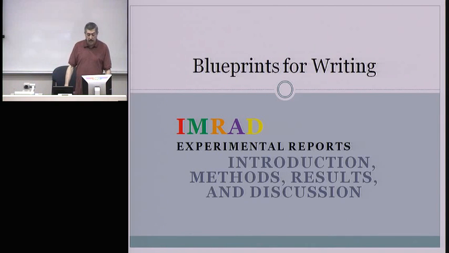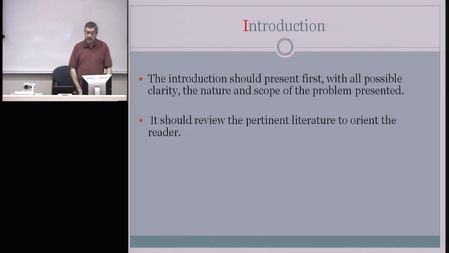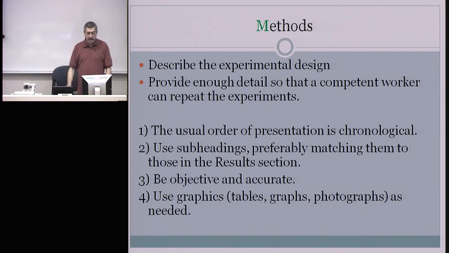And the last one is the AMRAD, which are experimental reports. And the first section, of course, is your introduction, which presents any background, the scope of the problem, the clarity, and any pertinent literature so that it's oriented to your reader. And then the next one would be your method. You'd be describing the experimental design and provide enough detail so that a competent worker can repeat the experiment.